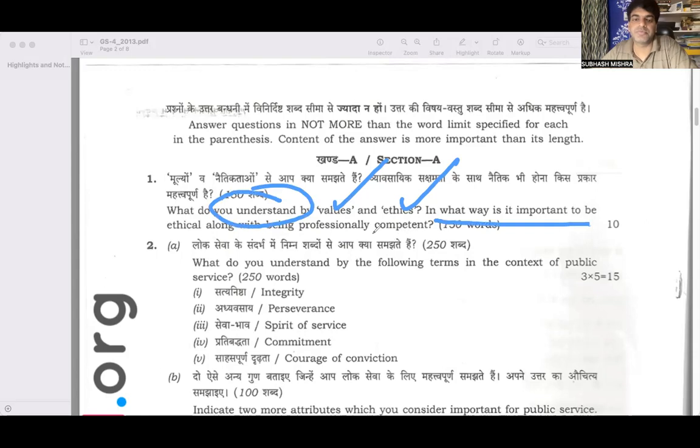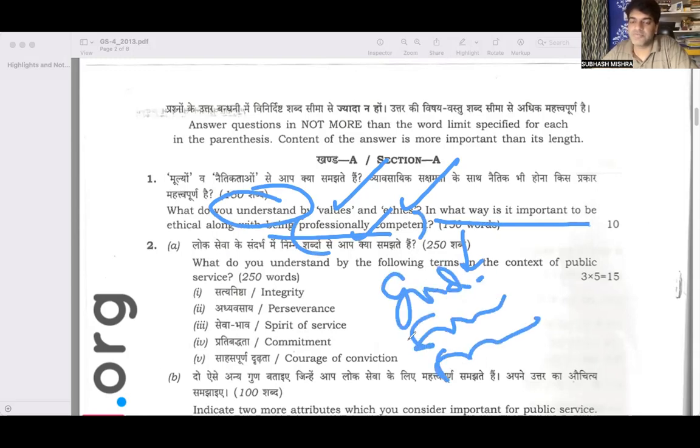And here you have to prove how it is. You have to prove that if you are only professionally competent, what will happen: good work, good money, good lifestyle, everything good, but you will not have the character, you will not have the good work, you will not have all those things which are needed to serve the society.